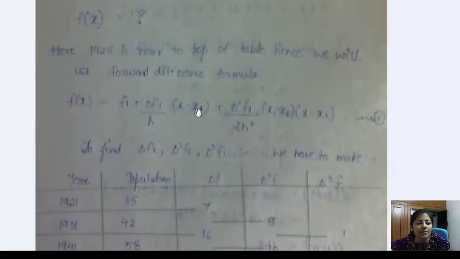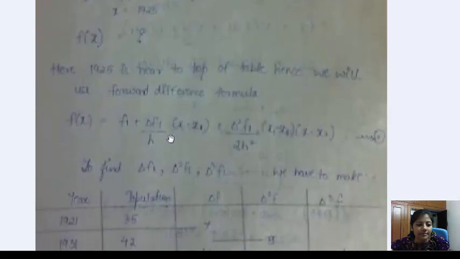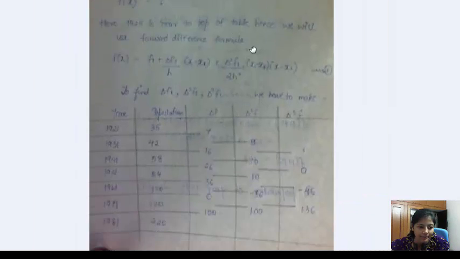Here we'll use the forward difference formula, that is this one: f1 plus forward difference of f1 by h into (x minus x1) plus second forward difference of f1 upon 2h square into (x minus x1) into (x minus x2). For this again we have to make a forward difference table. We'll make it.